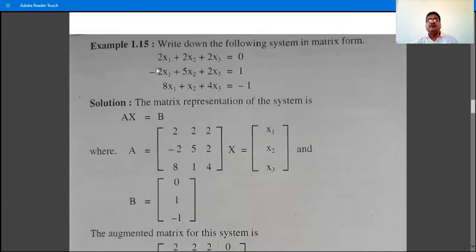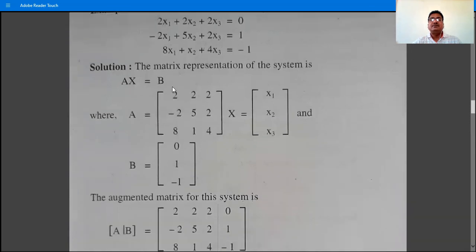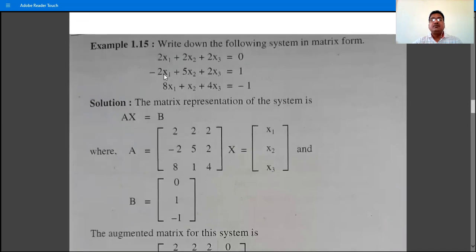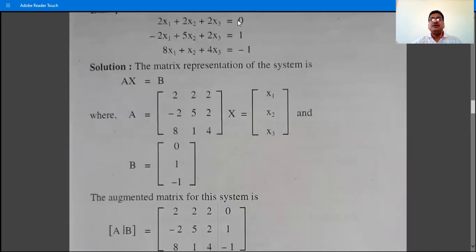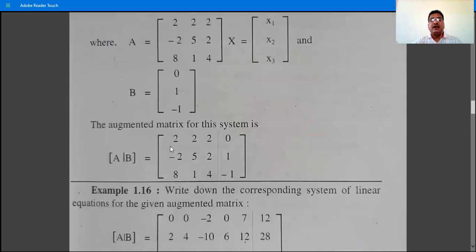So the examples. First write down the system in matrix form. So this is the system, obviously a non-homogeneous system. We can write the system in matrix form as AX = B. So what is A? A is 2, 2, 2, minus 2, 5, 2, 8, 1, 4. And capital X is what? X1, X2, X3. The notation for unknowns is x1, x2, x3, x4, or x, y, z, w. And the matrix of constants is the column matrix 0, 1, minus 1, and the augmented matrix is this combination of A and B. So this is the augmented matrix [A|B].